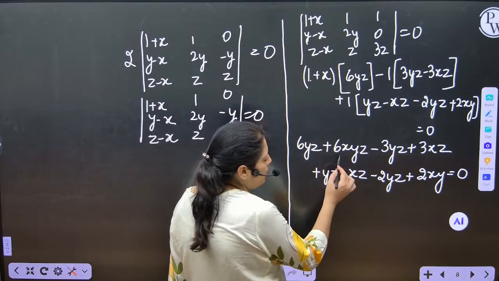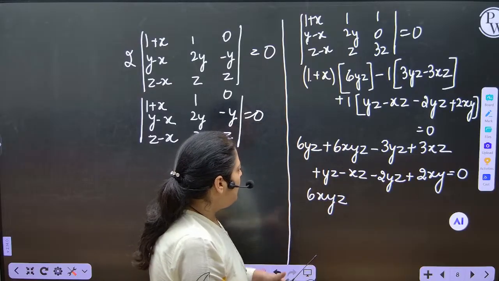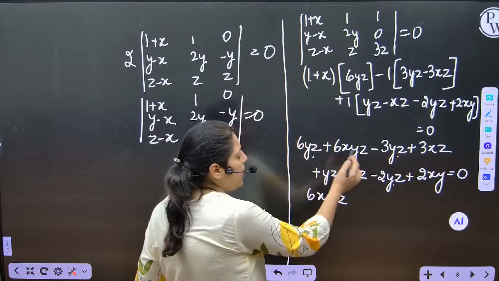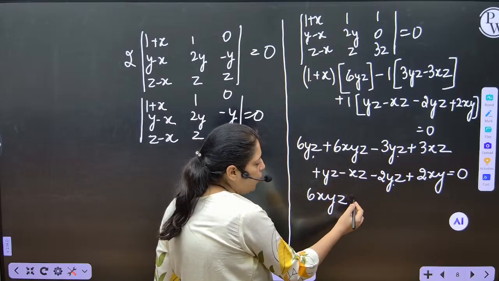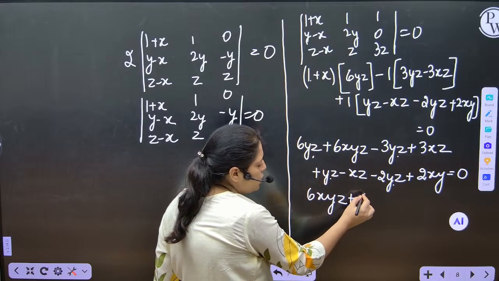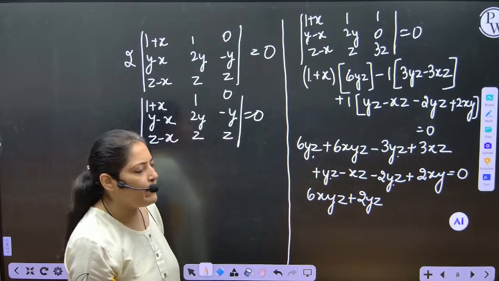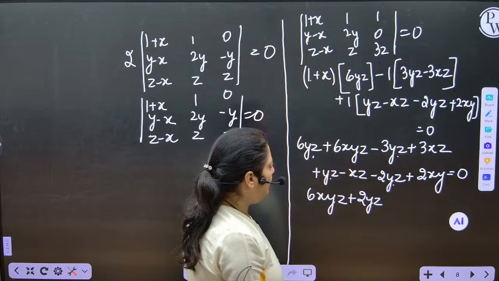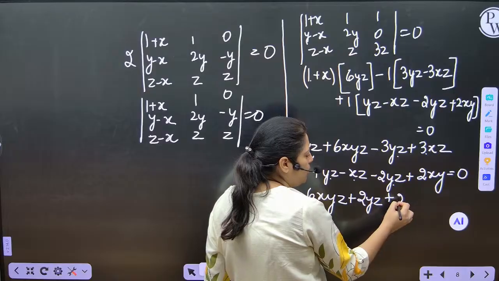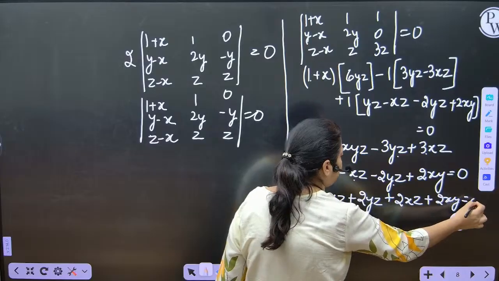6xyz, only one term is there, so I'll write it separately. This is a yz term, this is a yz term, this is a yz term. So 6 minus 3 is 3, 3 minus 2 is 1. This is also a yz term. 1 plus 1 is 2yz. 7 minus 5 is 2. This 3 minus 1 is again 2xz. This will also be nothing but 2xy as it is.